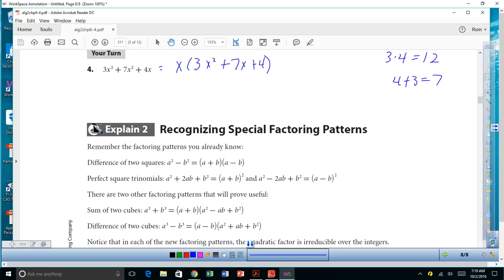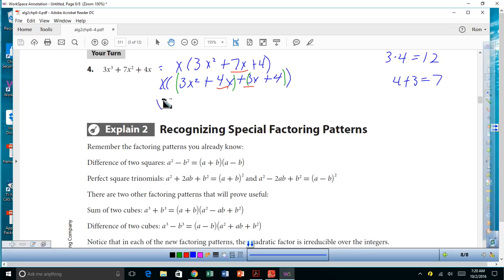So we can rewrite this as x times, and then we've got 3x squared plus 4x plus 3x plus 4. And if you look, the 4x and the 3x, they both equal 7x. Now that we've done that, let's group it. So we'll group the first two terms, and then we'll group the back two terms.